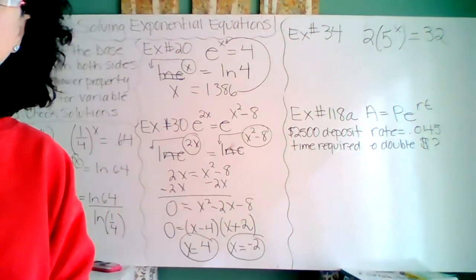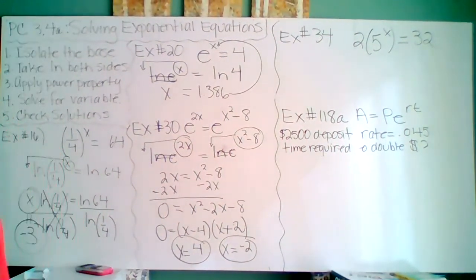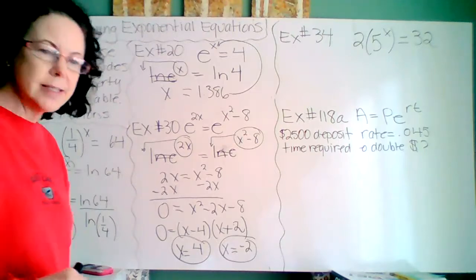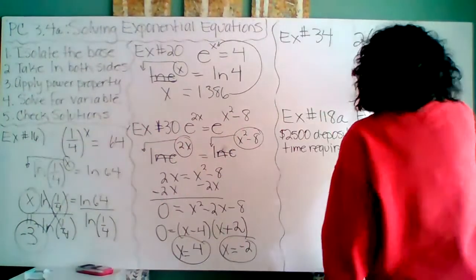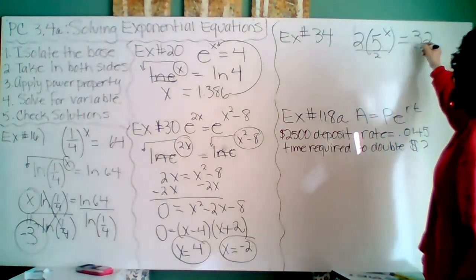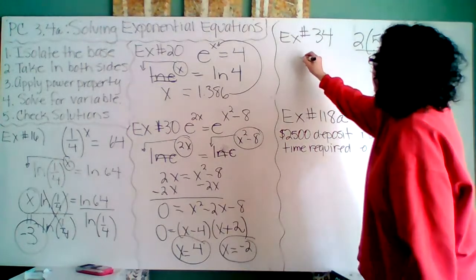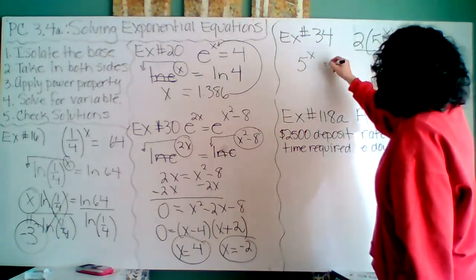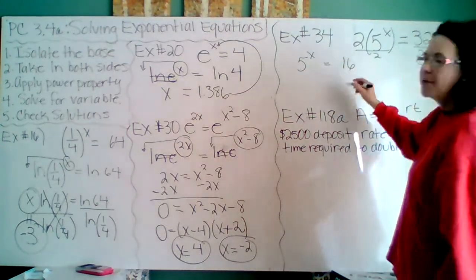Okay, let's go over to number 34. On number 34, we need to isolate the base, right? It is being multiplied by 2, so we're going to divide both sides by 2. And we get 5 to the x equals 16.